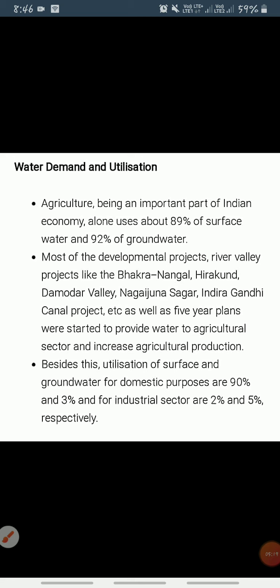The share of the domestic sector is higher, it is 9% in surface water utilization as compared to groundwater. The share of the agricultural sector in total water utilization is much higher than the other sectors. However, in future with development, the shares of industrial and domestic sectors in the country are likely to increase. So this is all about the water demand and utilization.